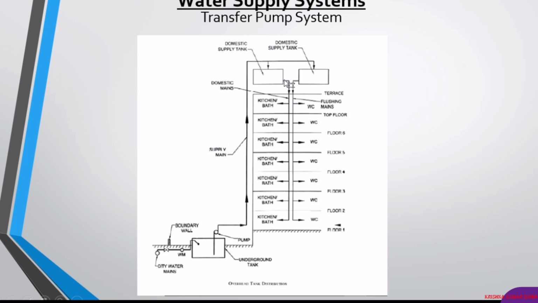In this case, we use gravity to supply the system. We are not using any kind of pump. From the overhead tanks, we directly supply the water with the help of domestic main pipes. These are the isolation valves.